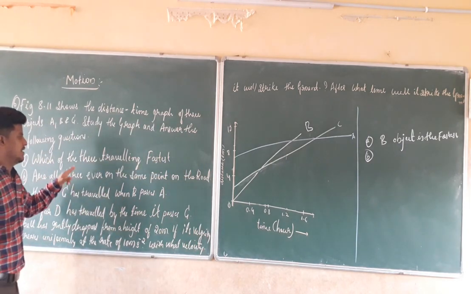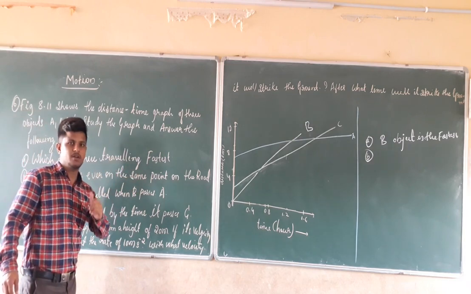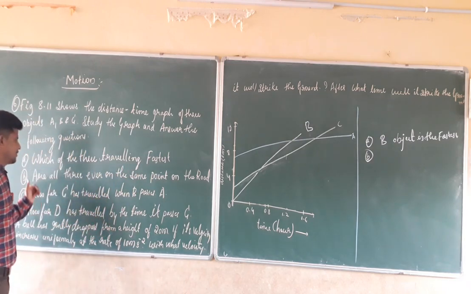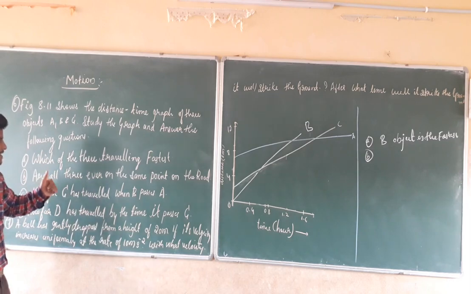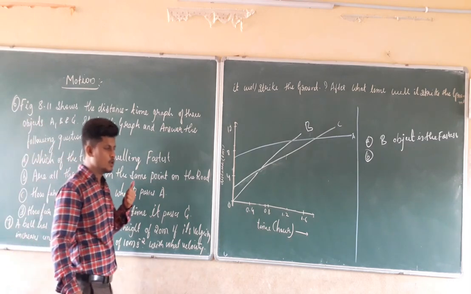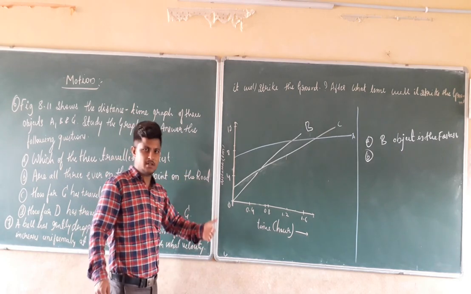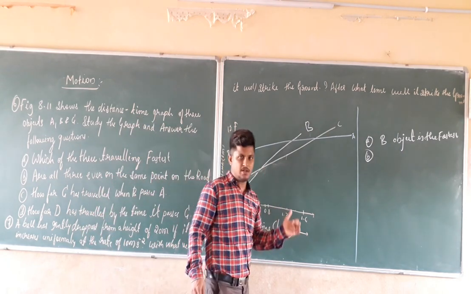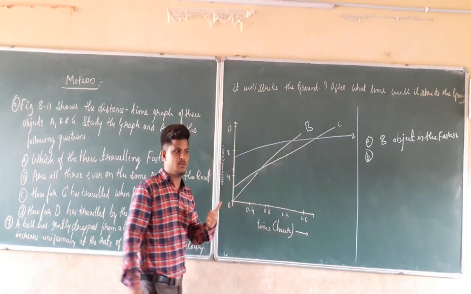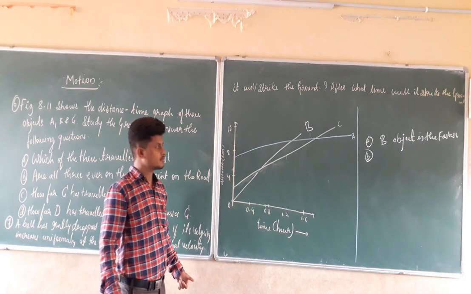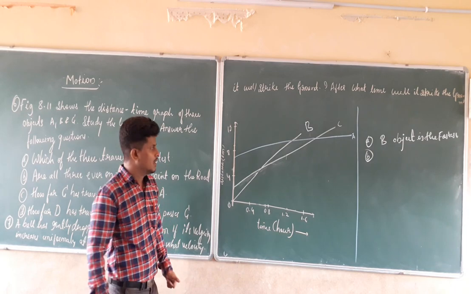Are all three ever on the same point on the road? All three objects, is it possible that all three objects will be on the same point of the road? Is it possible? Right?